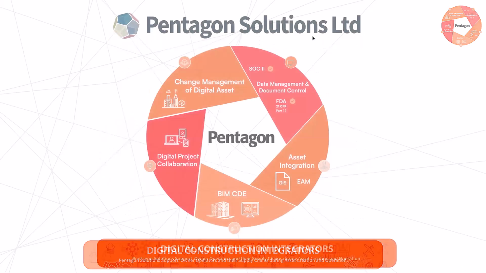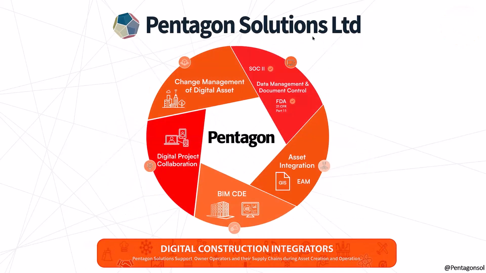Okay, so we'll explain a wee bit about Pentagon here for the next 2 slides. So on screen, you can see here is what we call the Pentagon wheel, and describes the different areas that Pentagon are involved in. So we've got our data management and document control. So we support and set up these systems for different companies, all the way from energy industry to the pharmaceutical industry. We're also involved with asset integration. So this would be integrating your assets to an engineering asset management system through a system like a GIS. We've also got BIM CDEs. So this is the setting up and managing of BIM common data environments for certain companies and projects.